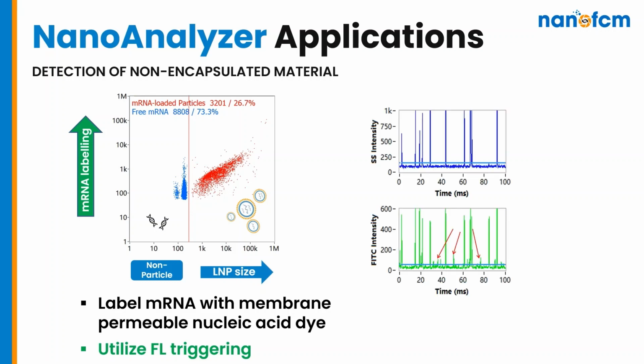And when we look at our detectors, what does this data coming through the detectors look like? On the scatter detector, we see the particles. So all of the particles on the right in the mRNA-loaded family fall into this group.